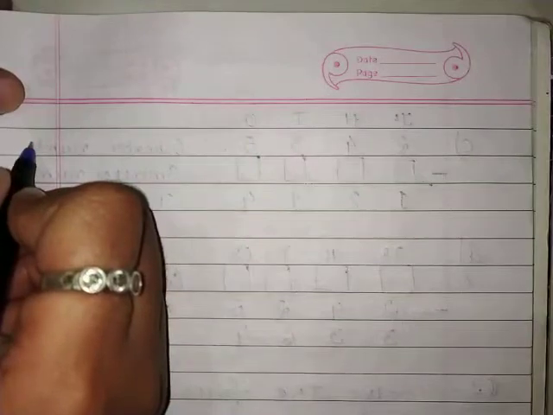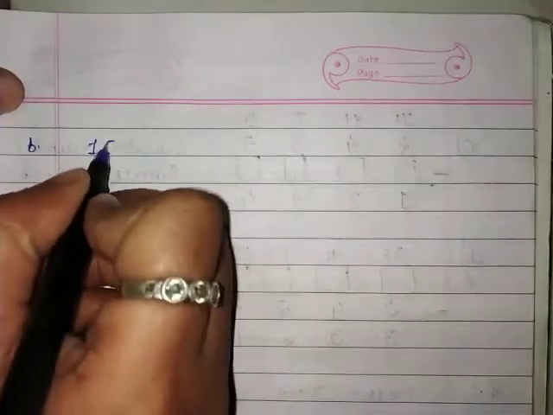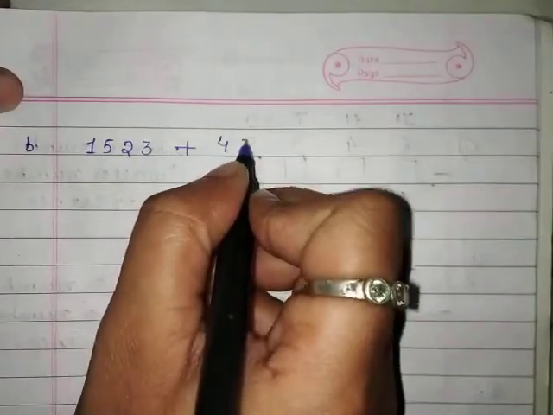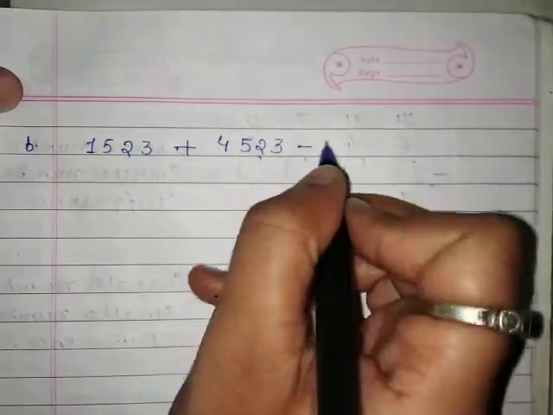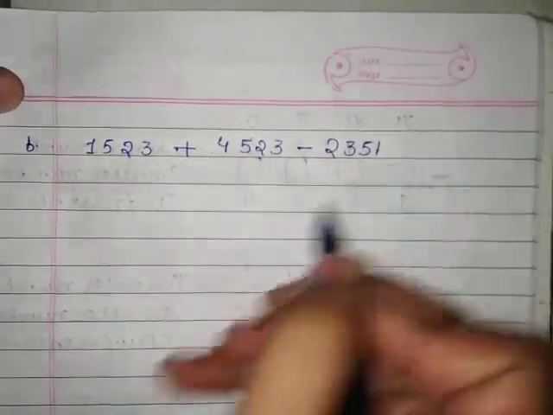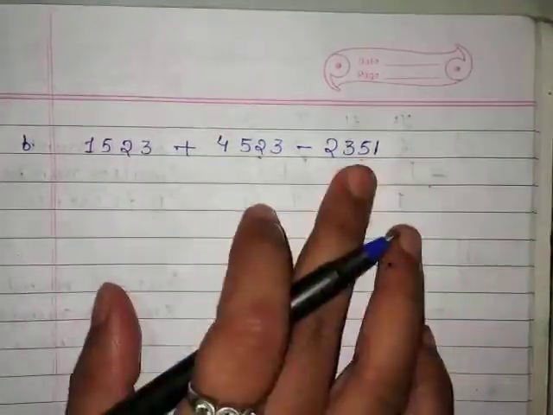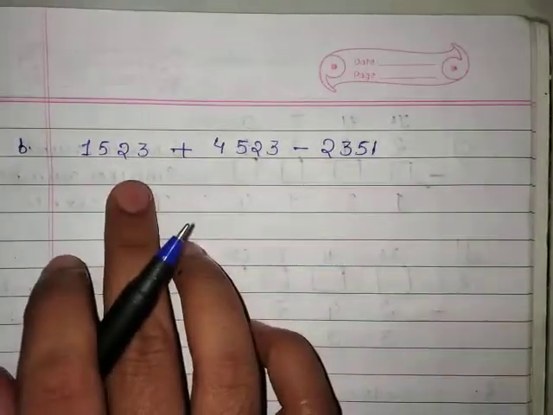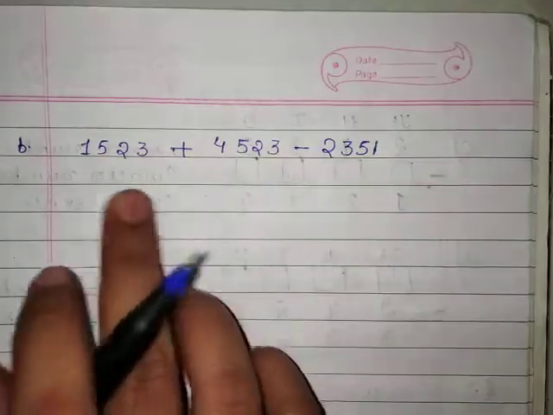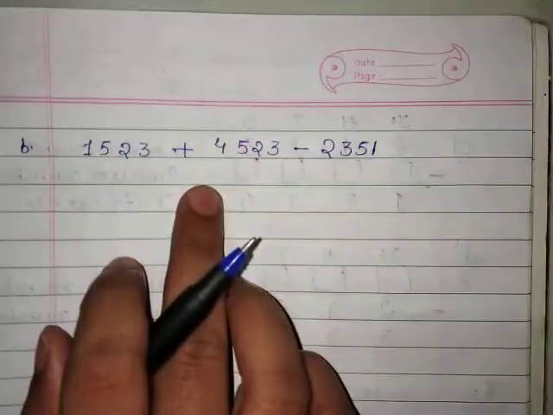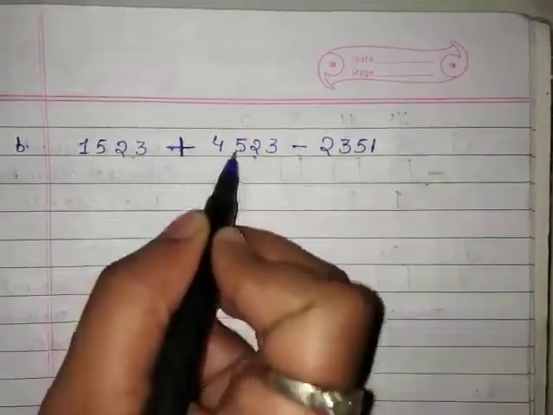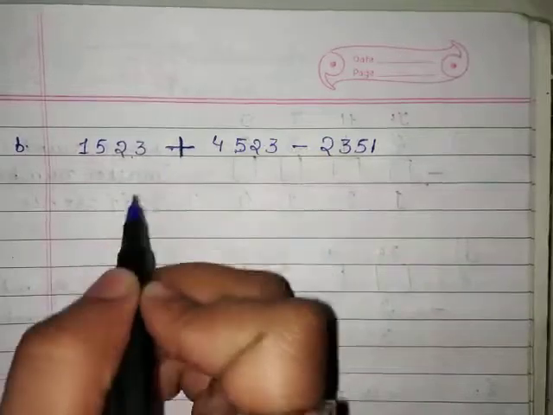So here the next question is 1,523 plus 4,523 minus 2,351. As I have told you, when we see 3 numbers, and there are 3 numbers here, first we have to solve 2 numbers. So here you can see these 2 numbers. What we have to do with these 2 numbers? We have to do the addition.